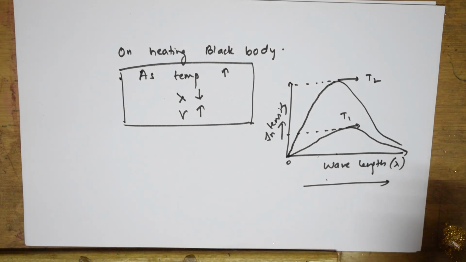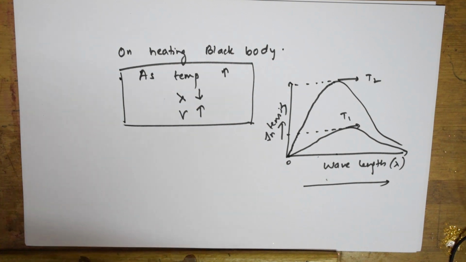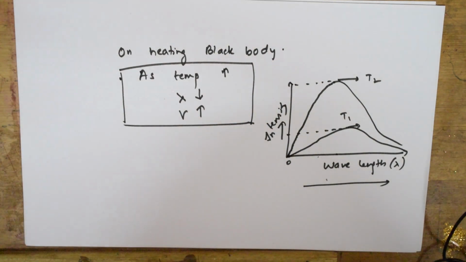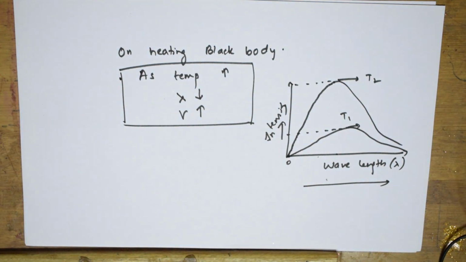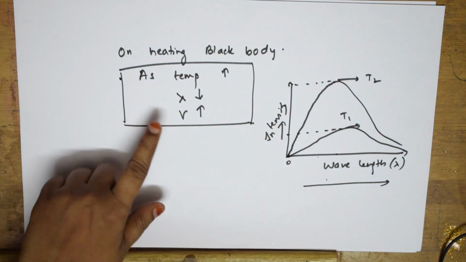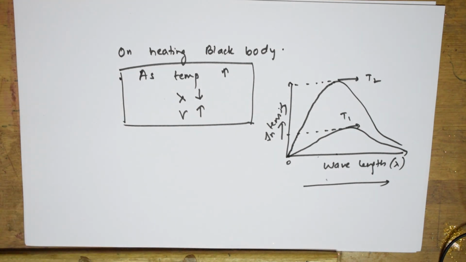So once again, that which completely absorbs all the wavelengths of all the ranges is the black body, and the radiation emitted by the black body is called black body radiation. That's the second concept. And the third concept is this one, as I've shown you in the VIBGYOR spectrum.